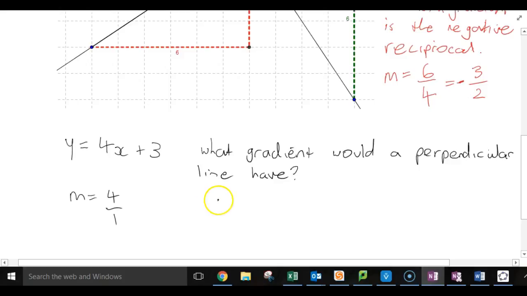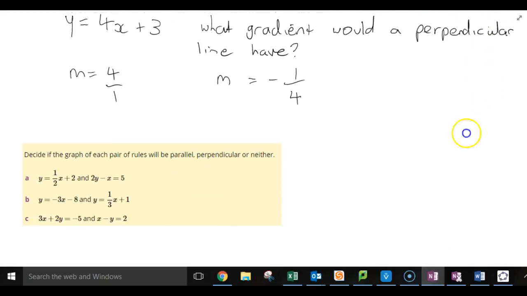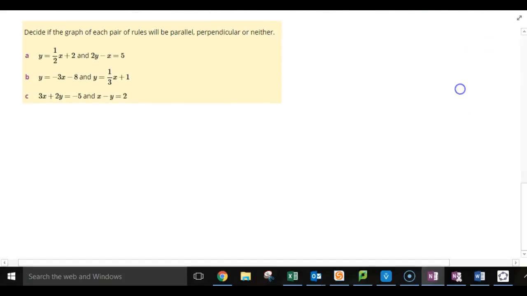Okay, so the gradient of the perpendicular will be negative 1 over 4. Now, I'm going to go on here and do some sample questions from the book. So let's have a look at these rules here. This is an example from the book. Decide if the graph of each pair of rules will be parallel, perpendicular, or neither.